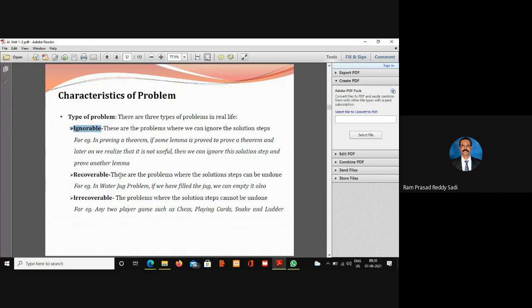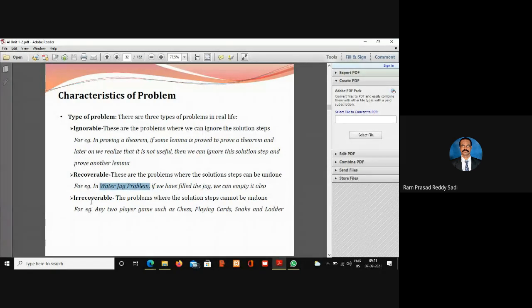Recoverable problems. Suppose you move from a starting position and try reaching the goal state. Recoverable means that you can have the reverse process taking place. These are the problems where the solution steps can be undone. From the start state to the goal state, you will have certain intermediate steps, and those intermediate steps, if necessary, can be undone. Those we call recoverable problems. For example, you have the water jug problem. Suppose you fill the jug, there is a chance to empty it. Suppose there is an empty jug, you can fill the jug to its brim. That's what we mean by recoverable problems.